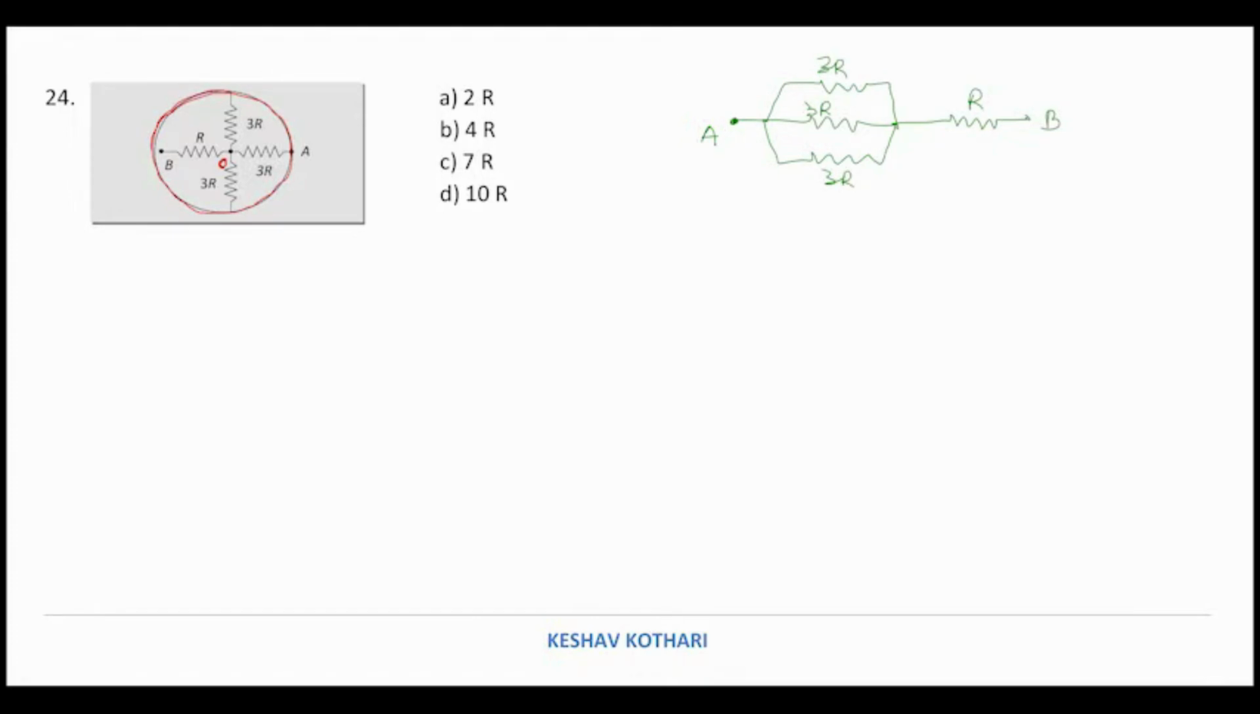So we can say that the parallel network is going to give us R, and the R and R are in combination to give you 2R. So the effective resistance for this particular problem is equal to 2R.